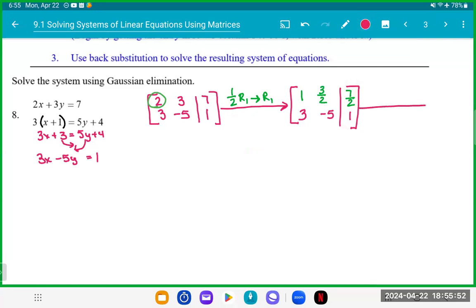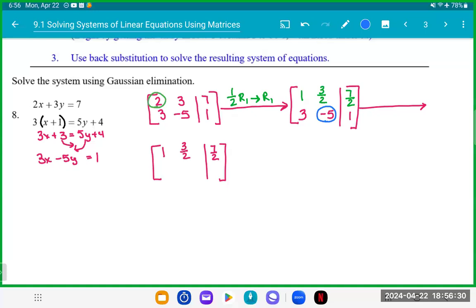Okay? I'm going to just build our next piece down here. Okay? So now our next step is we want to get a 1 in this spot right here. So if we're going to get a 1 in that spot, we're not doing anything to the first equation. So that is 1, 3/2, 7/2, and we just leave it at that. So what do I need to multiply -5 by to get that to be a 1? Okay.